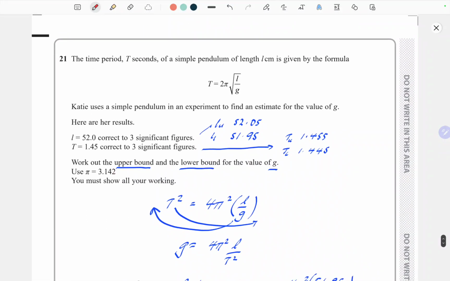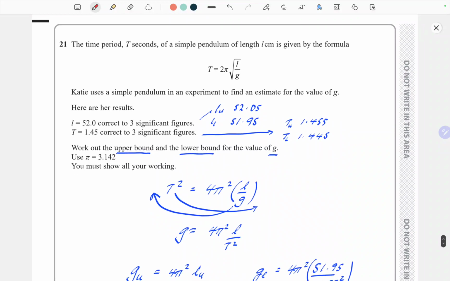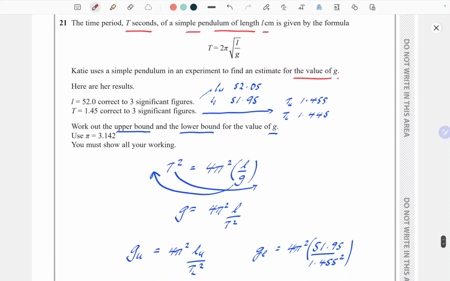Right, let's try and polish this thing off. A lot of words: time period, T seconds, simple pendulum. Don't worry what that is. It's straight out of physics, and in fact, it's probably more A level. And there's a formula. Katie used a simple pendulum in an experiment to find the estimate for the value of g. I think a lot of schools still do that experiment in physics. If you are doing physics to that level, you'll find that out.